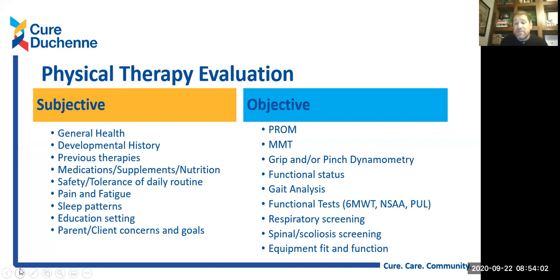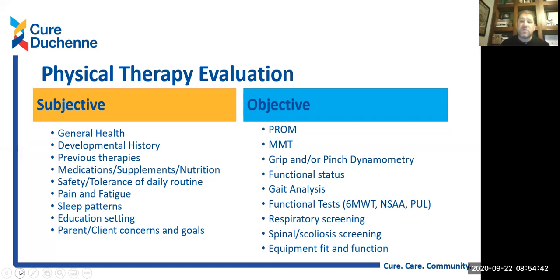And then looking at some of the functional tests that are pretty easy to implement: the 6-minute walk test, the NSAA, or the North Star Ambulatory Assessment, and the upper limb test. So all of these are just pretty basic tests that we can do to get a baseline. We're not comparing them to normals, or to typically developing kids, but looking at it over a period of time within themselves. And I think it really gives us some good objective data, especially if we're not seeing the kids except every 6 months or something like that.